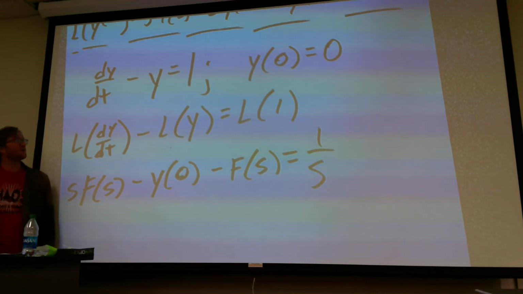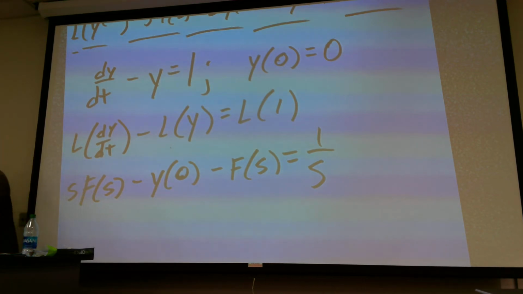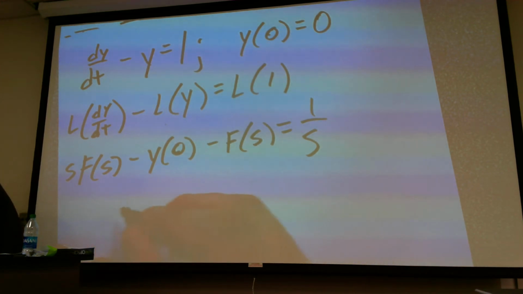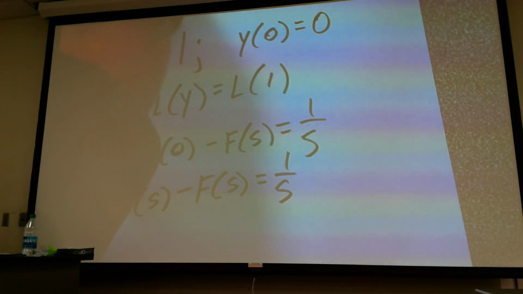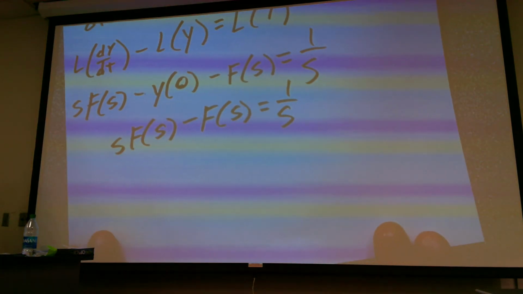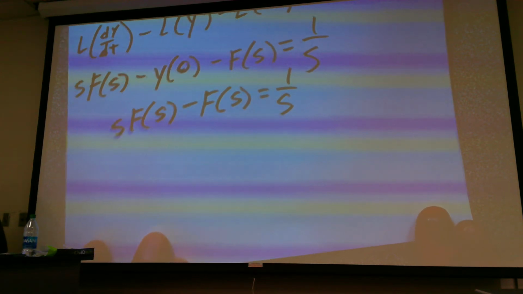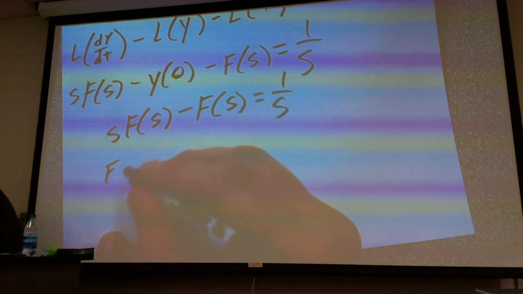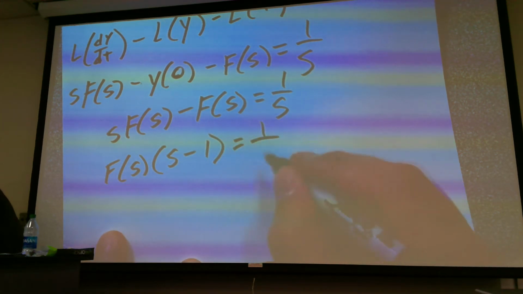So we have our initial condition right here, y(0). But y(0) equals 0, so let's just make that one disappear. So that would be s F(s) minus F(s), which is going to equal 1 divided by s. Now, the point of this is to get F(s) by itself. If you get F(s) by itself, you can do the inverse Laplace transform on it, and you'll have your y. So let's pull that F(s) out, and this just becomes s minus 1, which equals 1 divided by s.